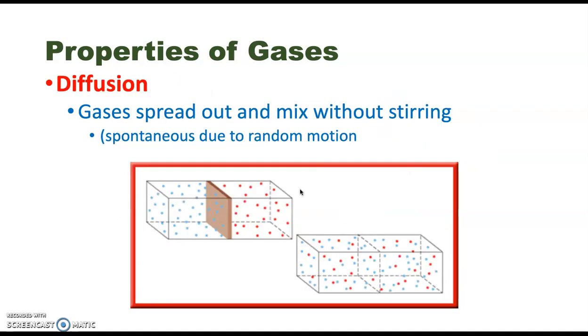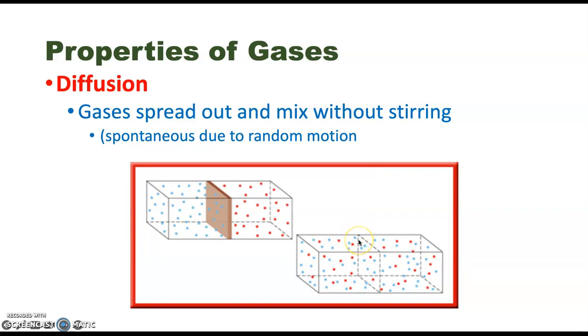Diffusion, another word you need to know. If you have two gases here, they're separated. I have gas A and gas B. If I remove this wall that's between them, they're just going to naturally spread out and fill the entire container. So that's what diffusion is. They will spontaneously mix due to random motion. Realize I'm missing a parenthesis there. So you don't have to stir them. They'll just randomly mix themselves.